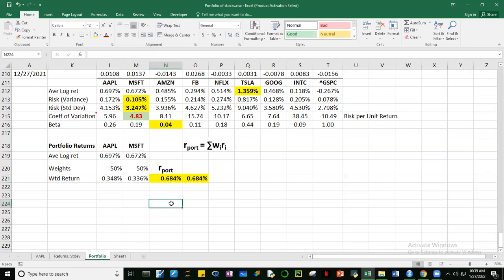Okay? Now, ang objective, di ba, kaya tayo nagpo-portfolio is to mitigate against the risk. Ang risk natin dito, si Apple, 4.153, yung standard deviation niya. Si Microsoft, 3.247.